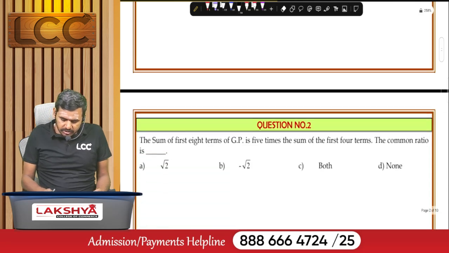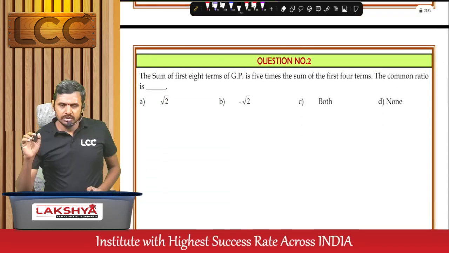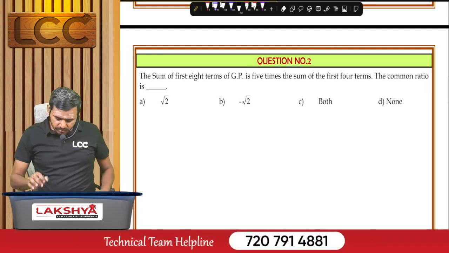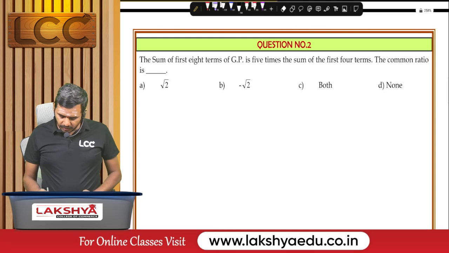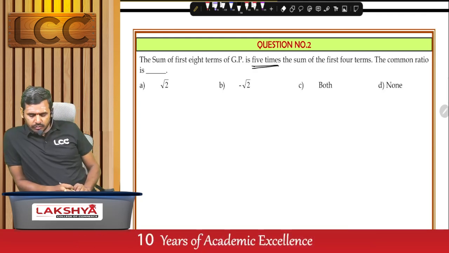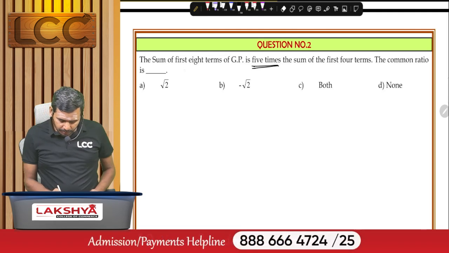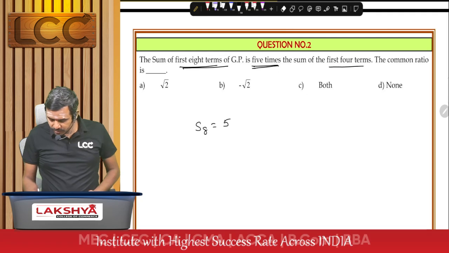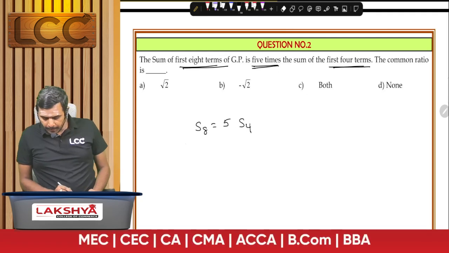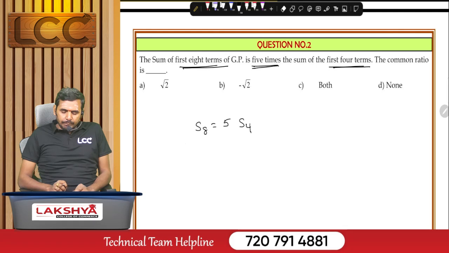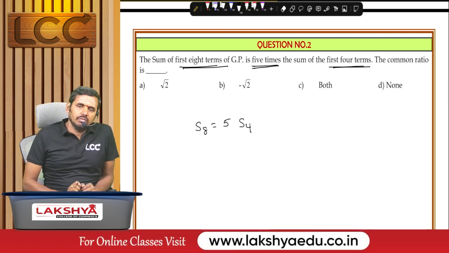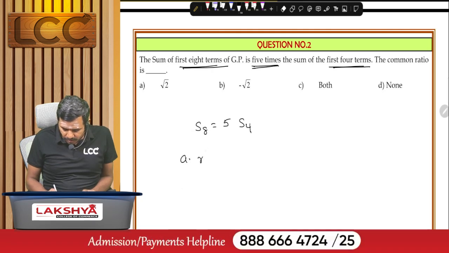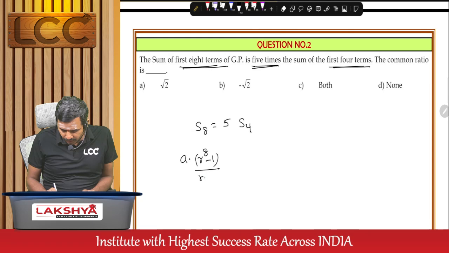Now see the next problem, number 2. It's a very important model. The sum of the first 8 terms of a GP is 5 times the sum of the first 4 terms. Sum of the first 8 terms, S8 of the GP, is equal to 5 times the sum of the first 4 terms, S4. Then the common ratio is? First recollect the formula. What is the sum of n terms? It is a into (r power 8 minus 1) by (r minus 1).